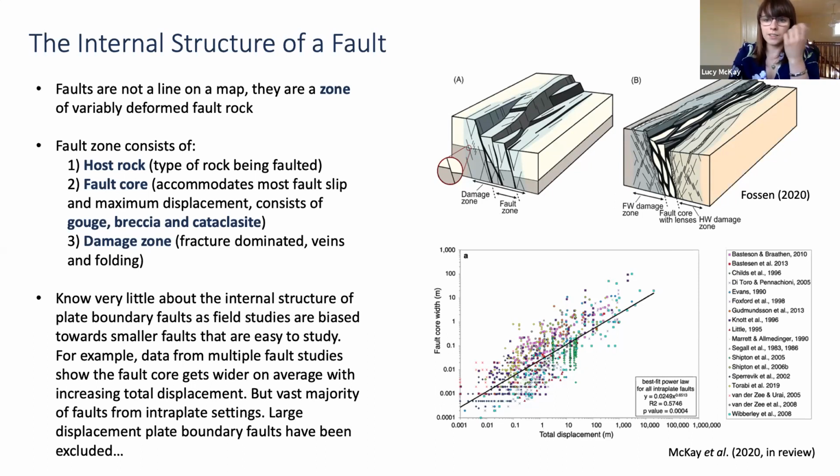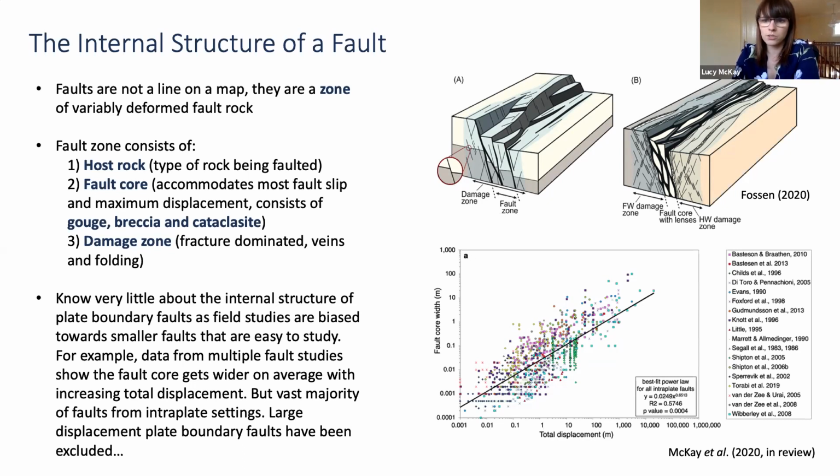Despite the fact that I said that 90% of global seismicity occurs on plate boundary faults, our knowledge of their internal structure is lacking, as the opportunities to directly study them are few. This is because field studies are biased towards features that can be exposed and are visible at a scale that humans can realistically observe and measure. So obviously this biases studies towards small faults.